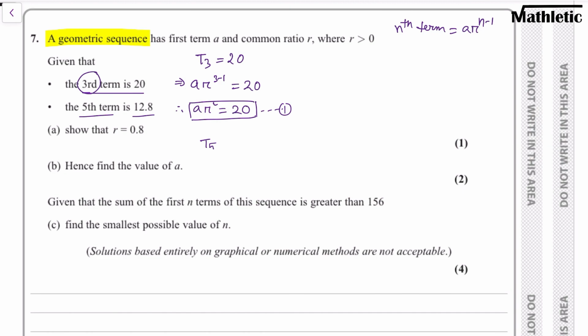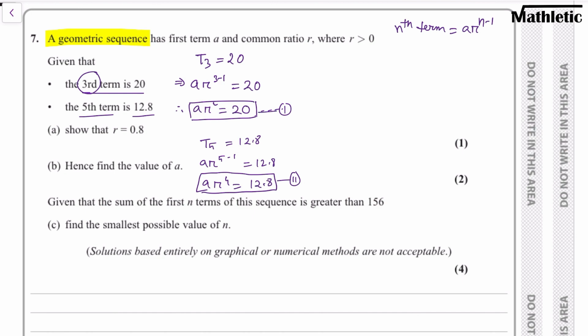Similarly, the fifth term is 12.8. So fifth term means T5 is 12.8. So ar to the power 5 minus 1. So ar to the power 4 equals 12.8. So this is equation 2.